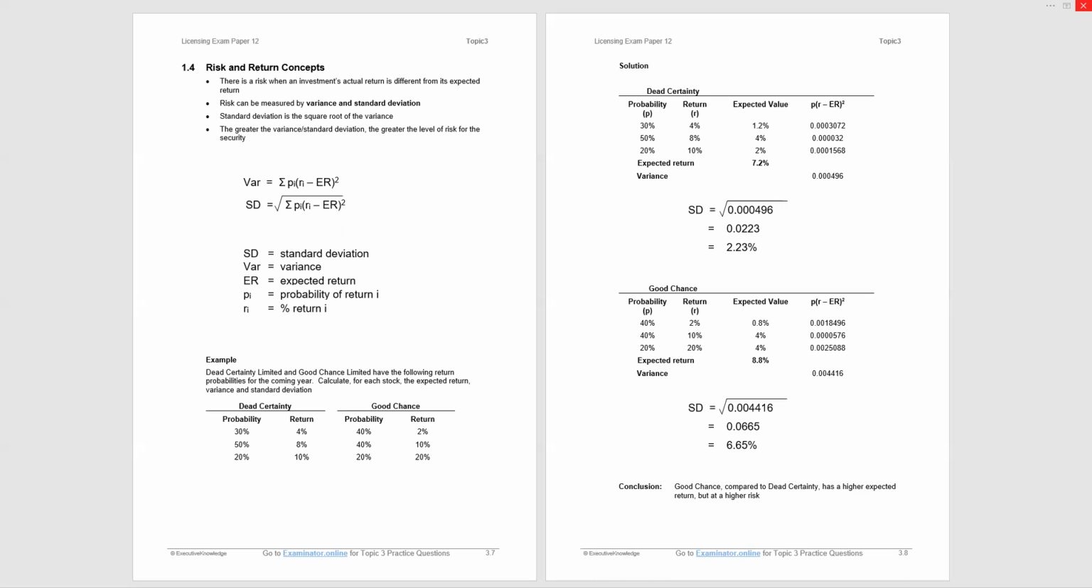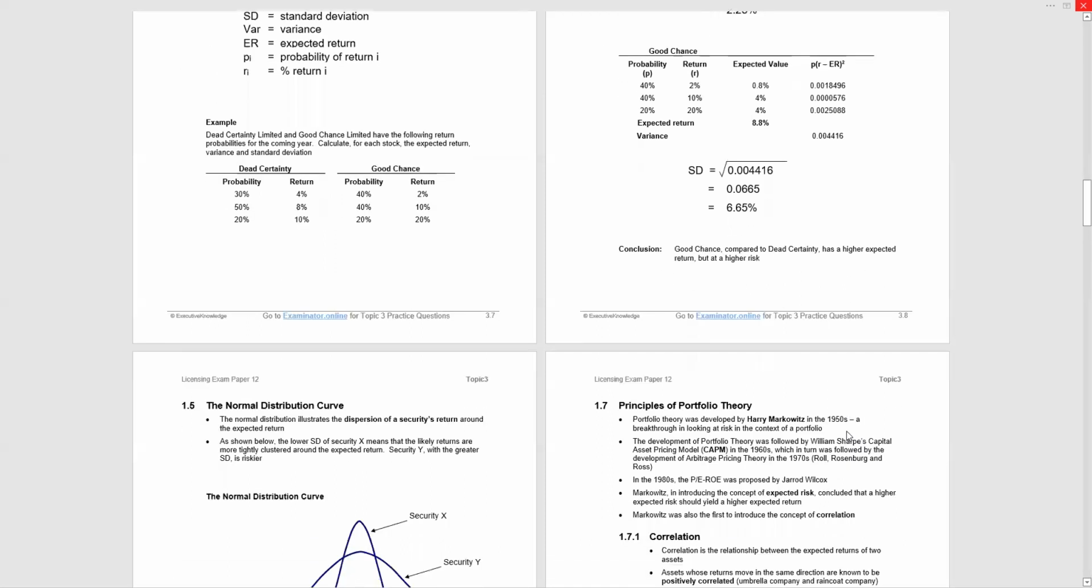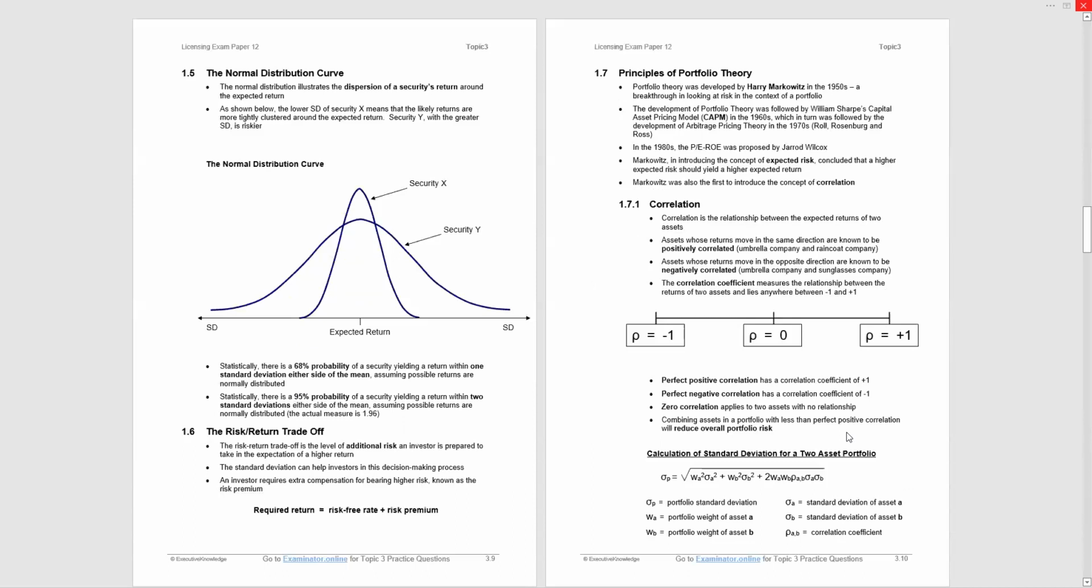That material could easily be the subject of a question at paper 12. Let's now look at the normal distribution curve. And again, this is likely to be addressed in the exam. What is the normal distribution? Well, it illustrates the dispersion of a security's return around the expected return. It's a bell-shaped curve. We have the expected return in the middle, and we see the different forecast returns on the left and on the right.